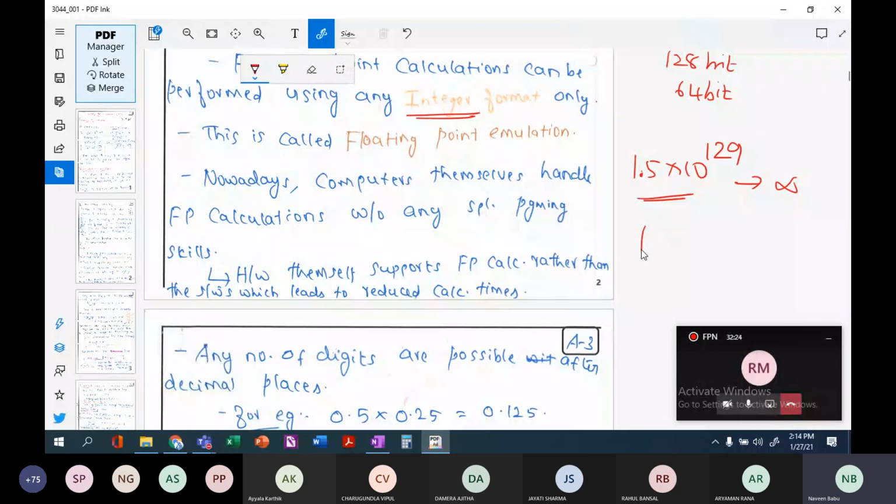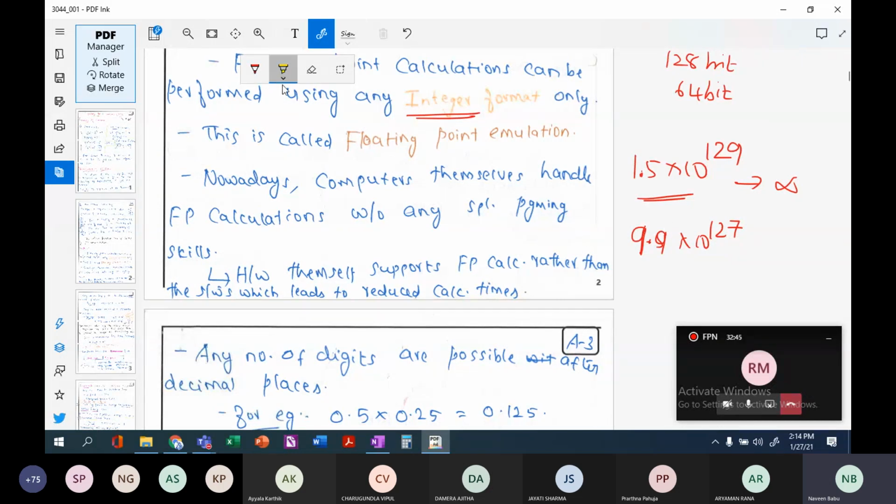Why? Because our computer was limited to representing a maximum number of 9.9 into 10 power 127 only. But our answer was 129. Still, this is not a very large number, but it is represented as infinity, right? So there were serious hardware limitations when we were doing our BTech program.